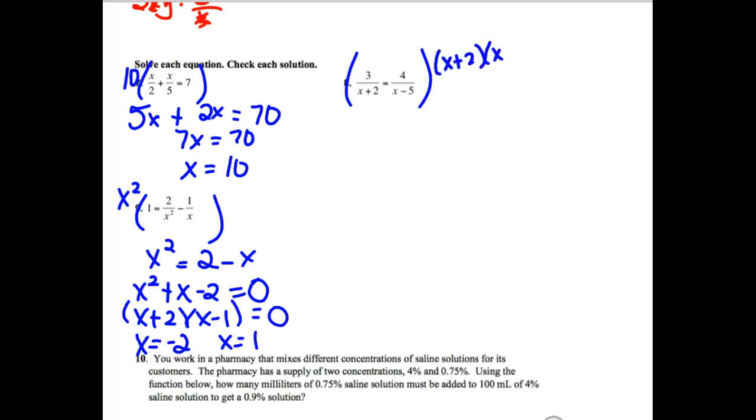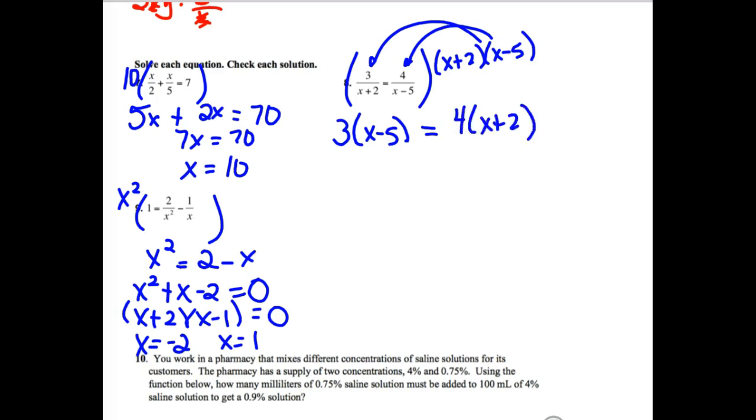X plus 2 times x minus 5. Okay? Well, picture now multiplying these to the left side. What drops out? The x plus 2. So we have a 3 and an x minus 5 left. Yes? What drops out on the right-hand side? The x minus 5. So we have a 4 times an x plus 2. That's the same thing you get when you cross multiply. That's why cross multiplying works. Okay? That's what we're doing.